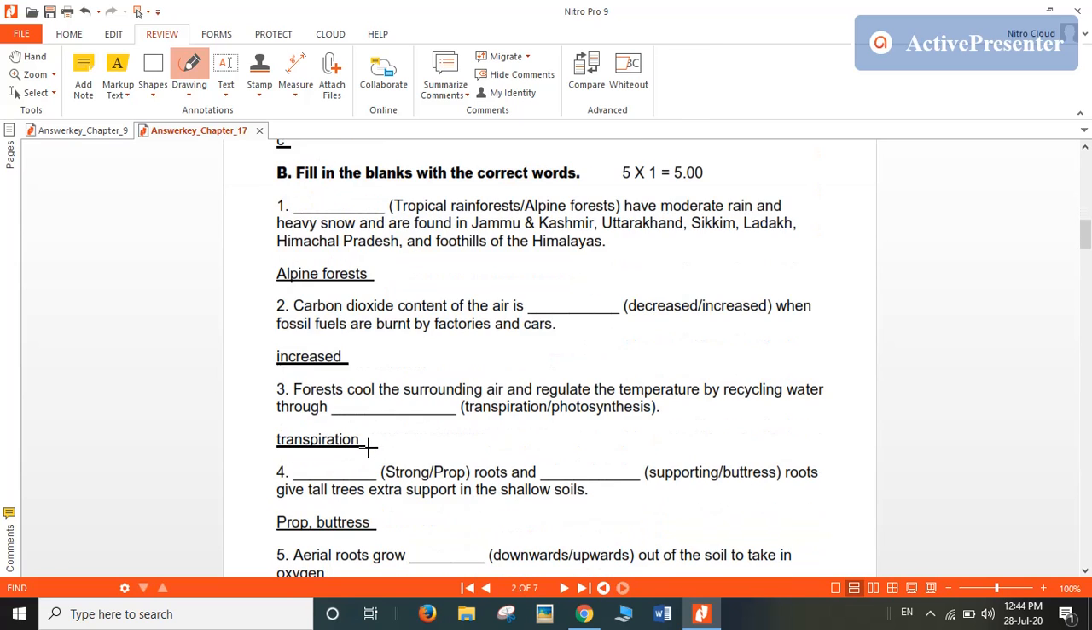Now let's move on to our next exercise, which is fill in the blanks. What have moderate rain and heavy snow and are found in Jammu Kashmir, Uttarakhand, Sikkim, Ladakh, Himachal Pradesh and foothills of Himalayas? Those forests are alpine forests. Alpine forests have moderate rain but they have heavy snow, and they are found in Jammu Kashmir, Uttarakhand, Sikkim etcetera.